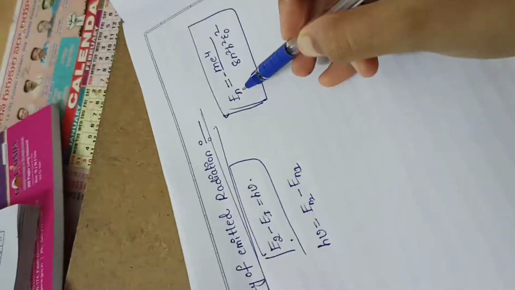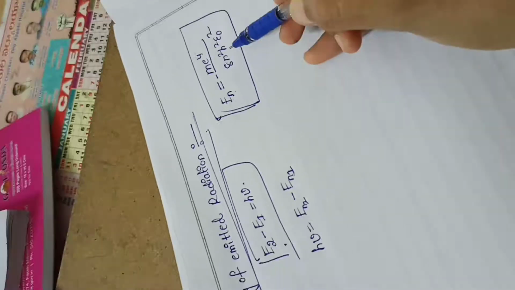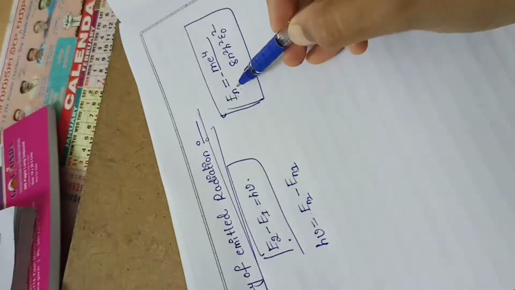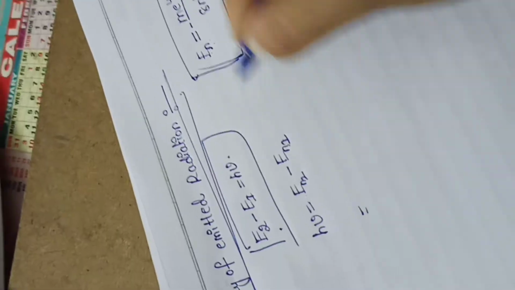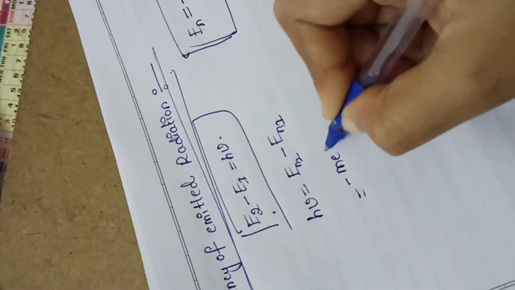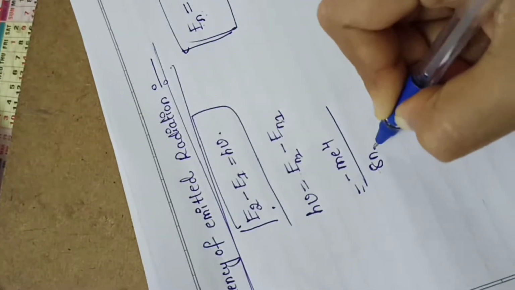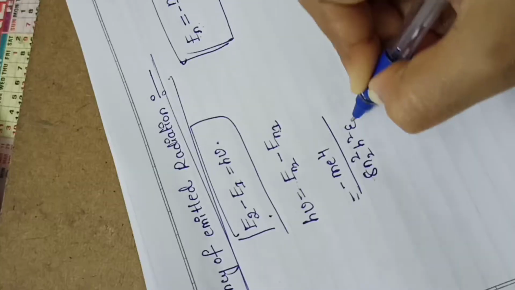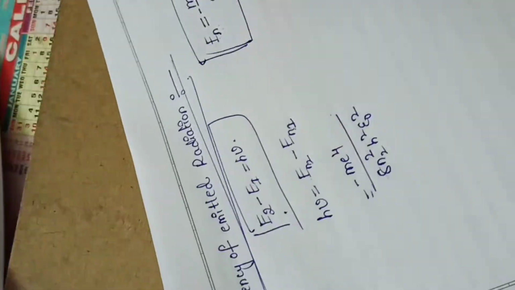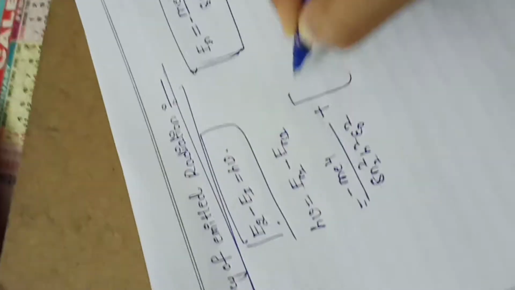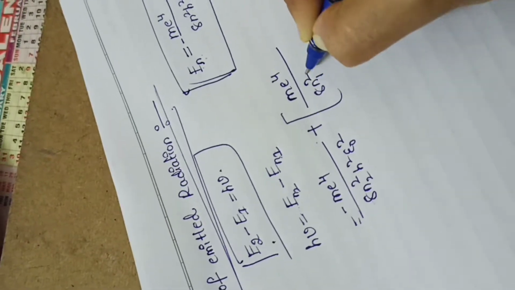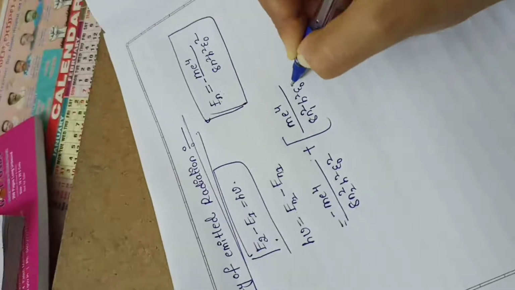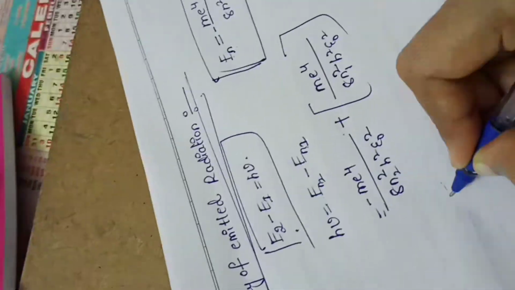Now substitute n2. In case of n, you have to put n2. In case of n1, you have to put n1. So substitute it. En2 means minus m e power 4 by 8 n2 square h square epsilon naught square. Here minus into minus gives plus m e power 4 by 8 n1 square h square epsilon naught square. Okay. So now see this equation.